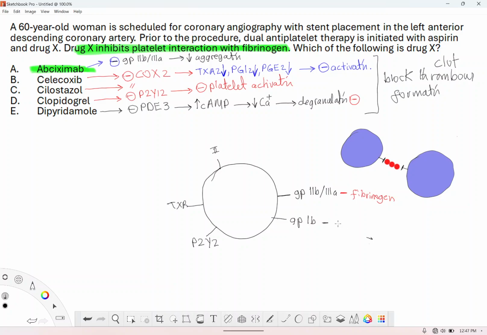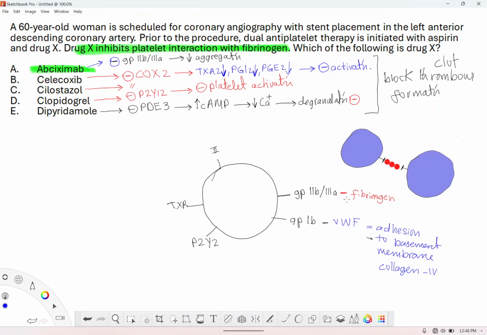Glycoprotein 1b, this glycoprotein attaches to VWF, von Willebrand factor. Von Willebrand factor is responsible for platelet adhesion or attachment to basement membrane. To basement membrane of blood vessel. In this case, collagen type 4, basement membrane. You know that all basement membranes are made of collagen type 4. The only way you can have collagen type 4 exposed is if there's damage to a blood vessel.